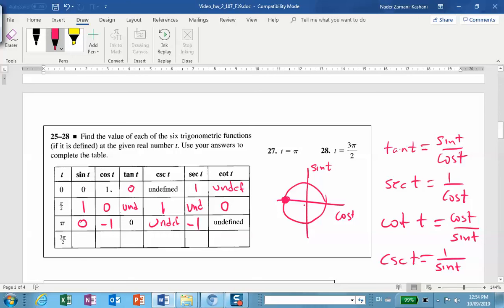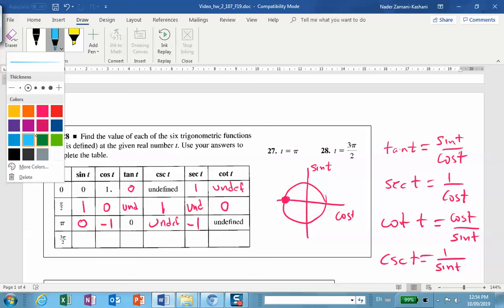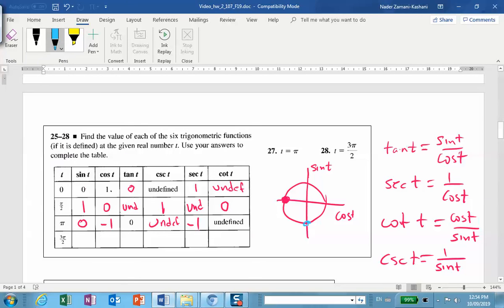Finally, let's go to 3 pi over 2. 3 pi over 2 will land you there. The value of sine is -1. The value of cosine is 0. Tangent is sine over cosine, and obviously this is undefined. Cosine is 0, undefined.